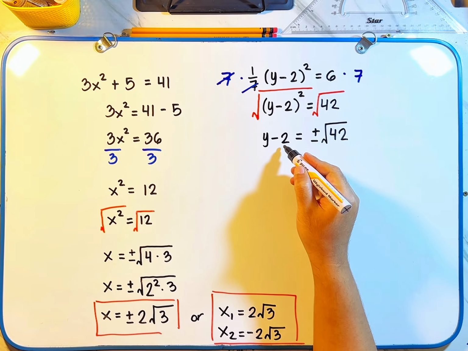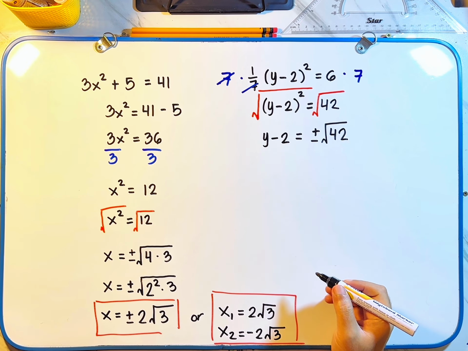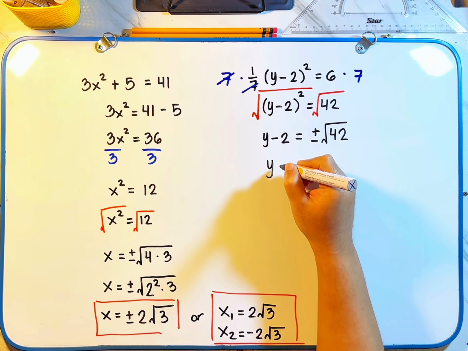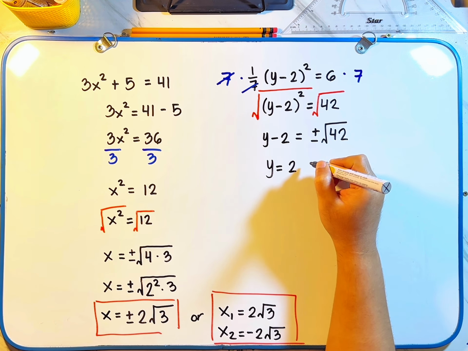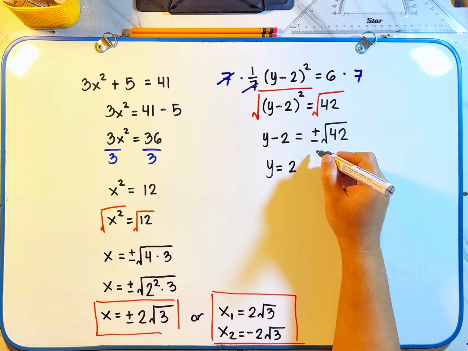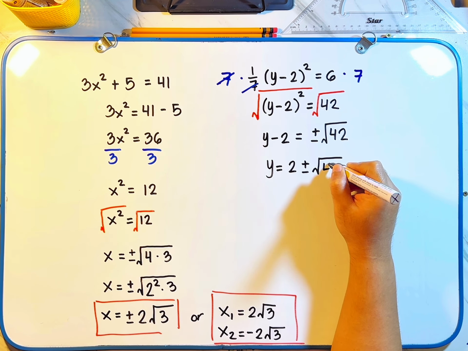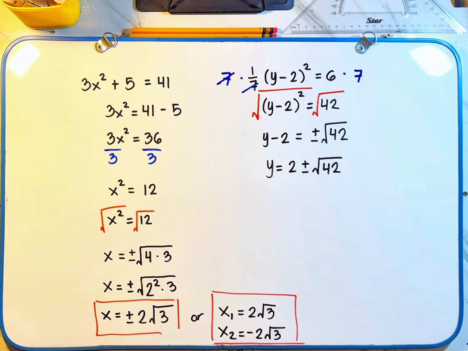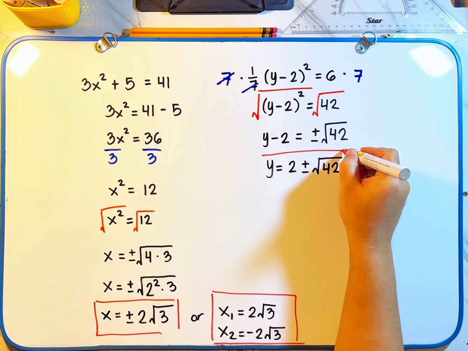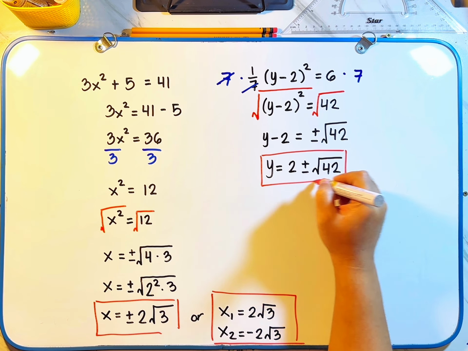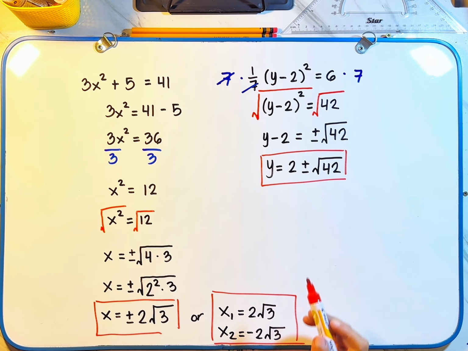And then transpose negative 2 to the other side, making it positive. Therefore, y is equal to 2 after transposing, plus minus square root of 42. And here are the solutions. Take note, we have two values here, plus minus. You can separate them like this, it's up to you.